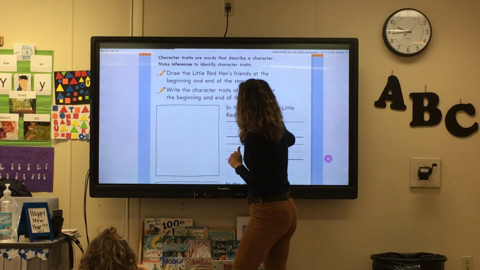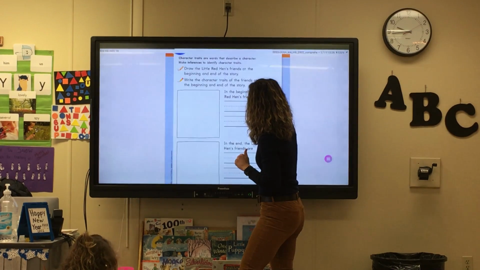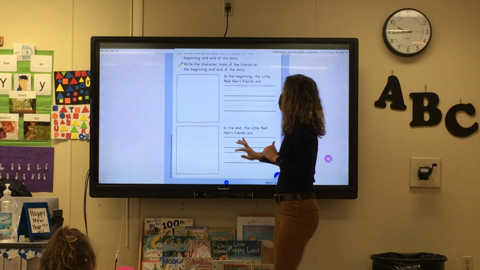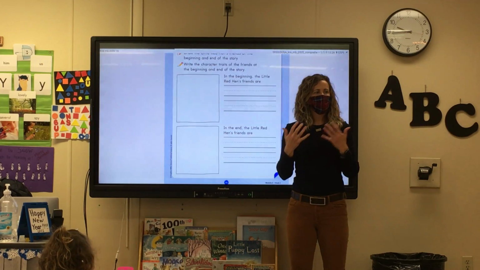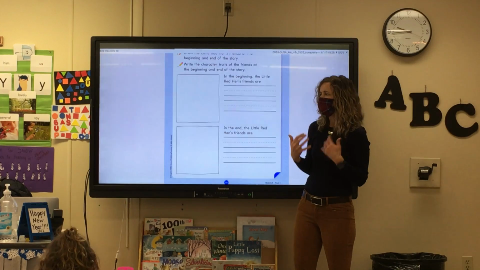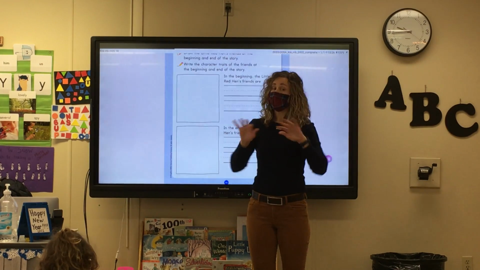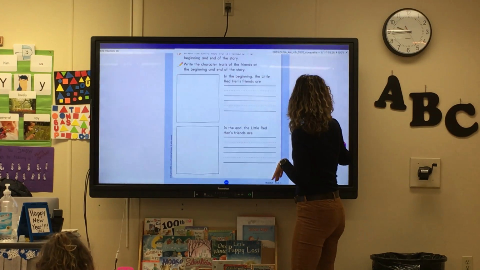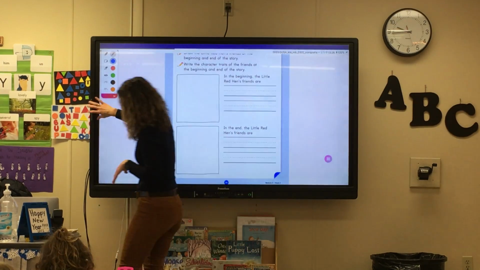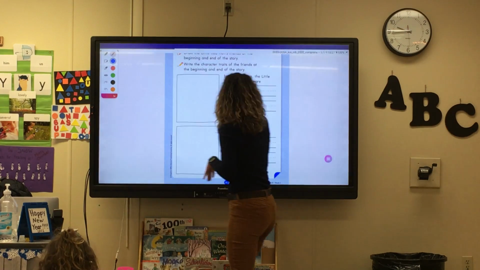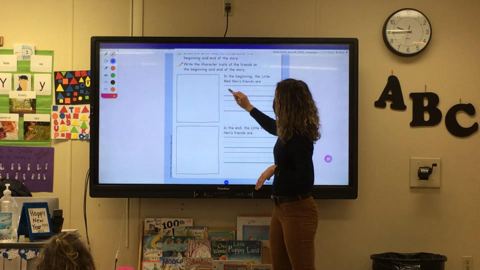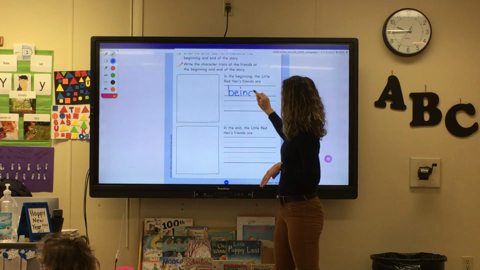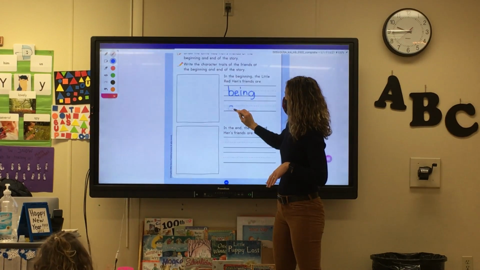Okay, so let's do this. Let me make this a little smaller, sorry. So in the beginning, the little red hen's friends are, let's say, being selfish. They're thinking about themselves. They did not want to help the little red hen, did they? All right, so get your pencils ready. Got it? Let me get mine out. Her friends are, let's say, being selfish.